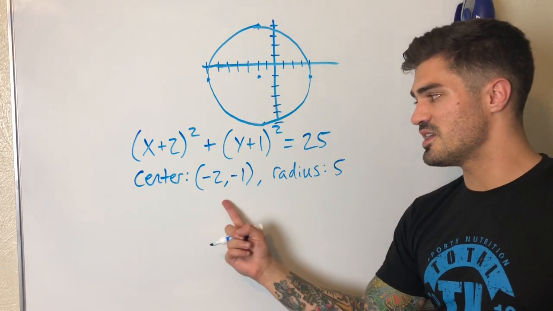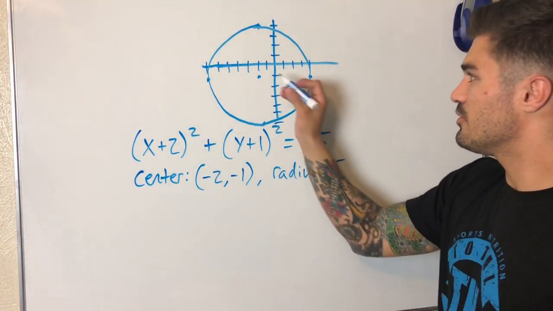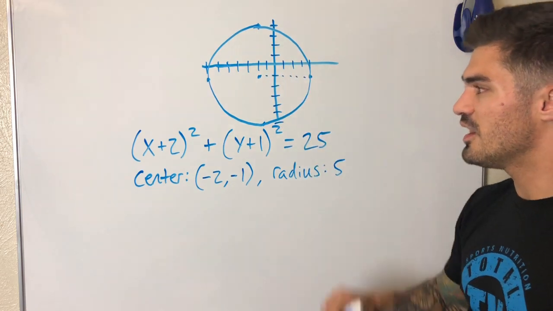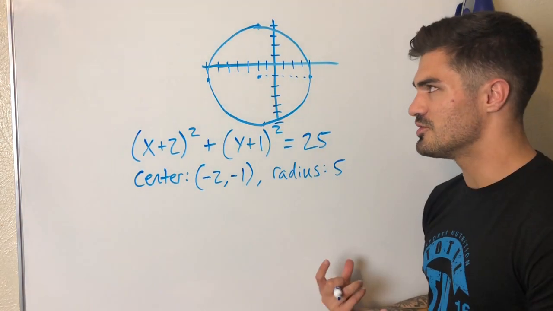But again, this center is at negative 2, negative 1. The radius is 5, and we're good to go. We drew a sketch of this circle.